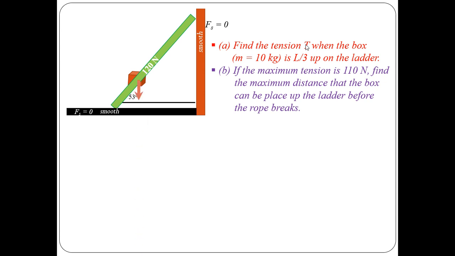Okay, I'll go ahead and identify all my forces given. The weight of the box is going to be 98 newtons, taking 10 kilograms times 9.8 due to gravity. The weight of the ladder is given already as 120, and everything is directed down the page in this case because the x and y axes are kept normal.